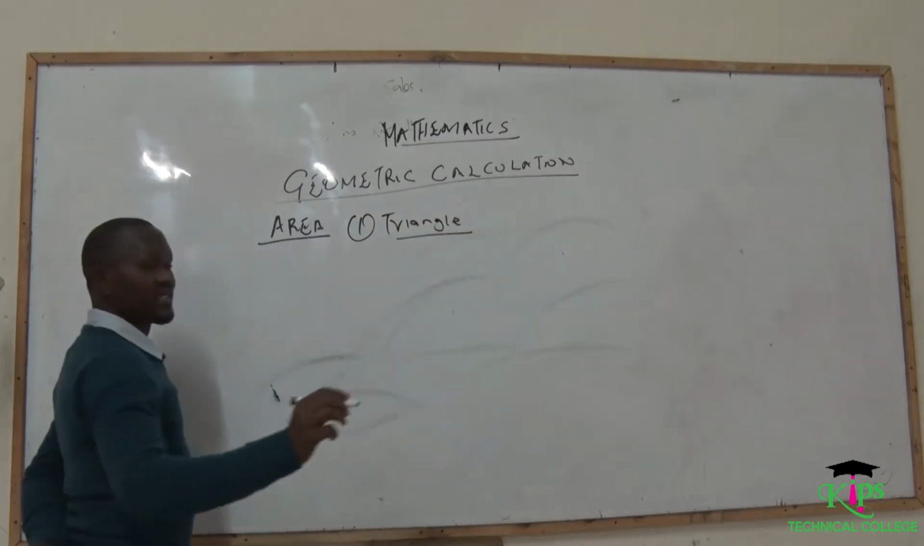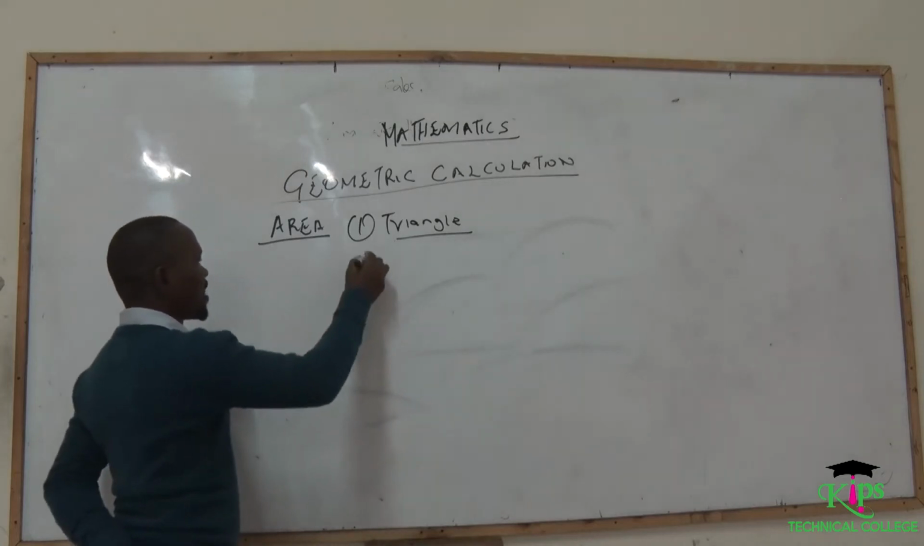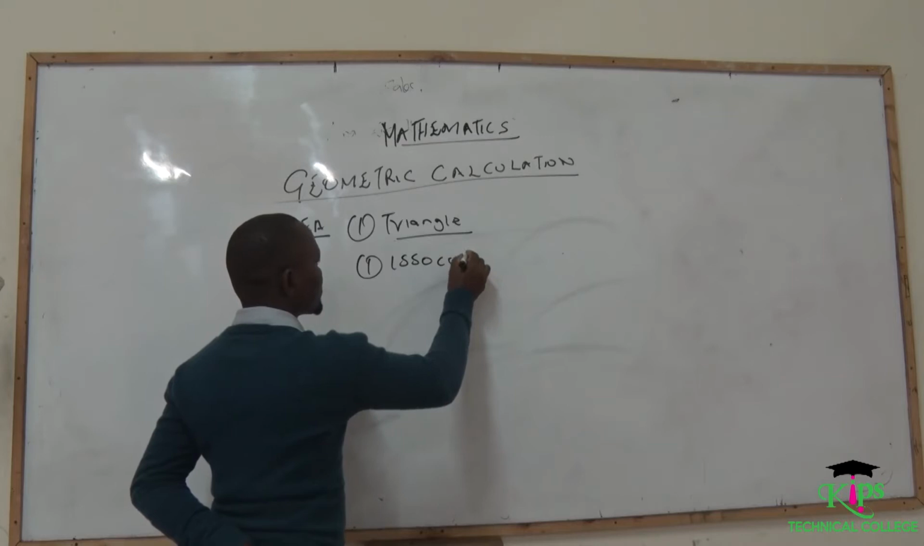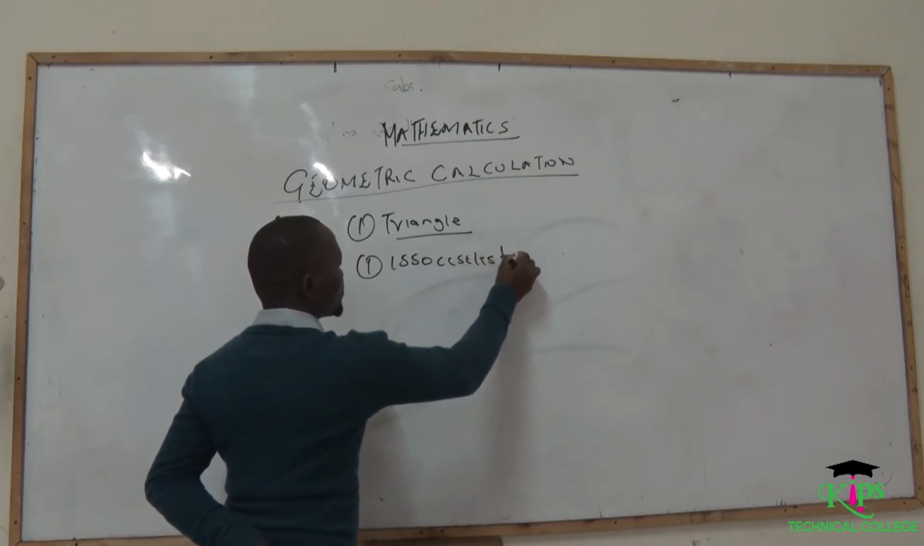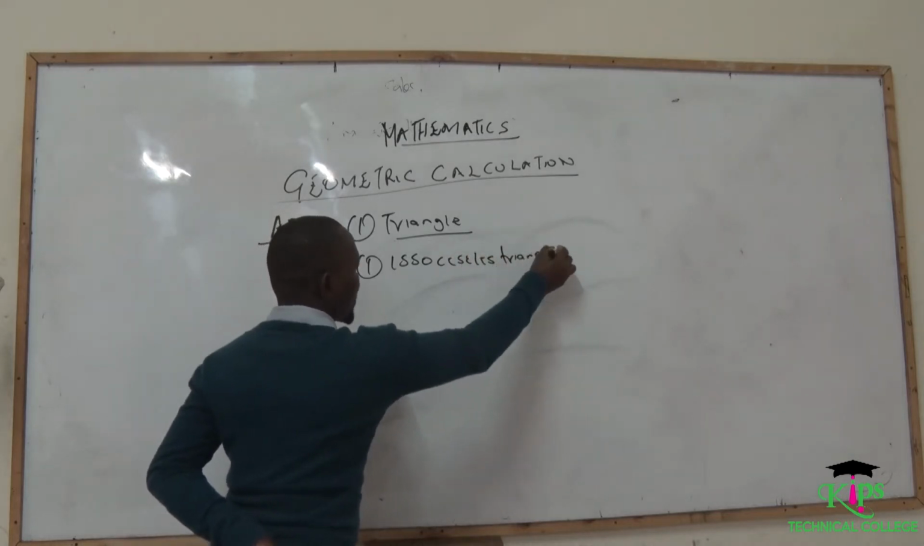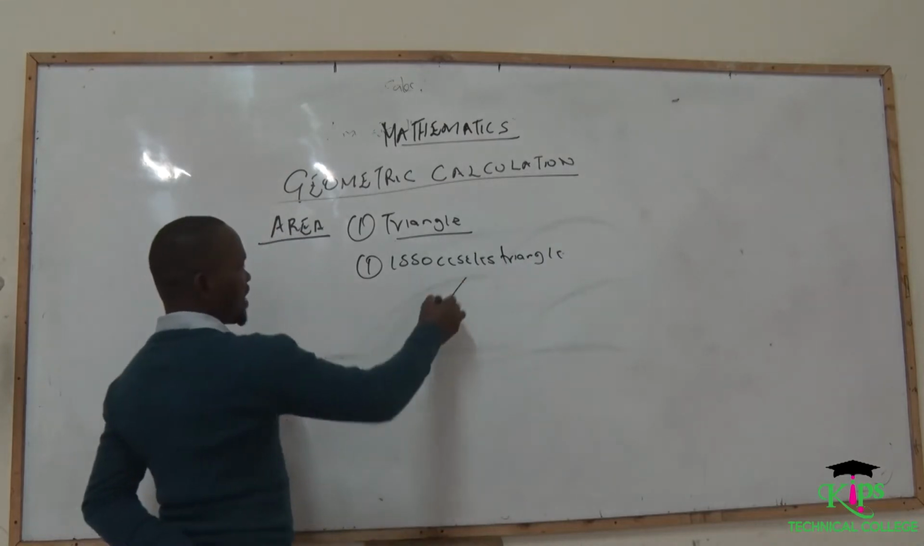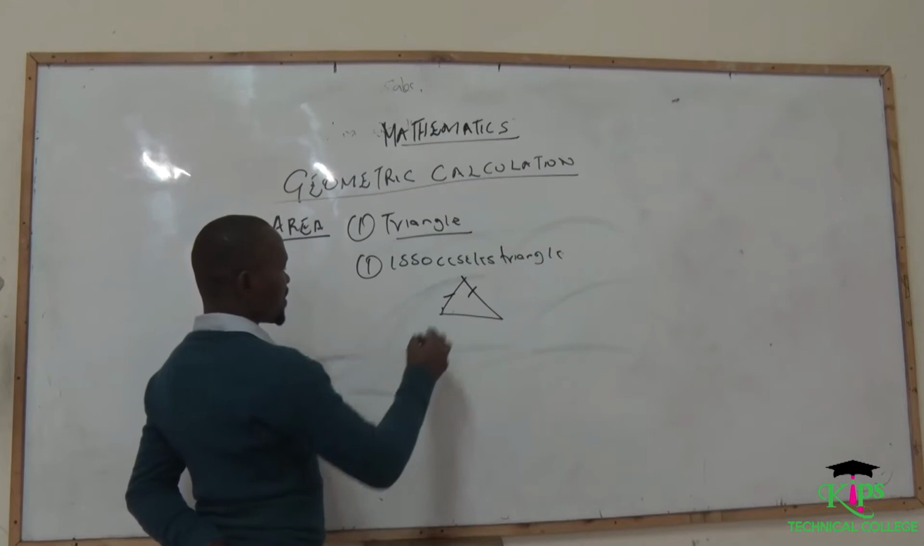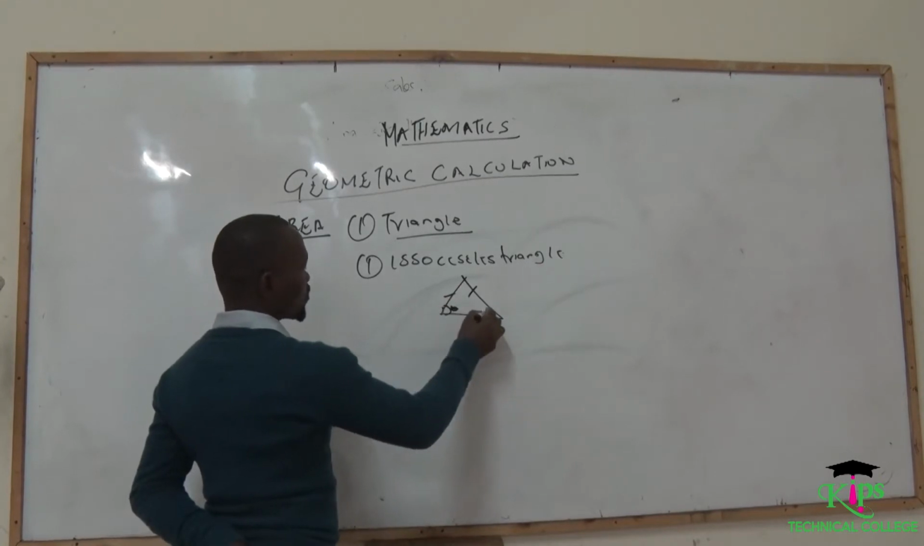There are three types of triangles. We have the isosceles triangle, and this is a triangle where two opposite sides are equal. So it has this format, meaning this side is equal to that, meaning that the base angles are also equal.